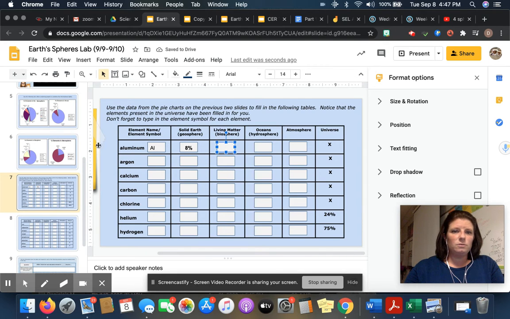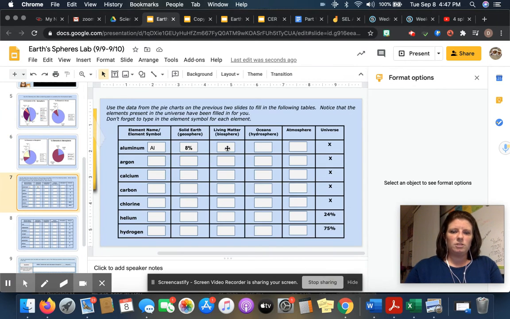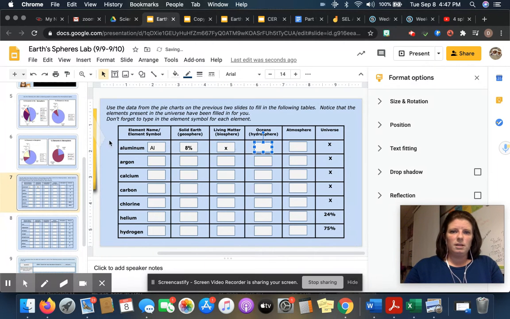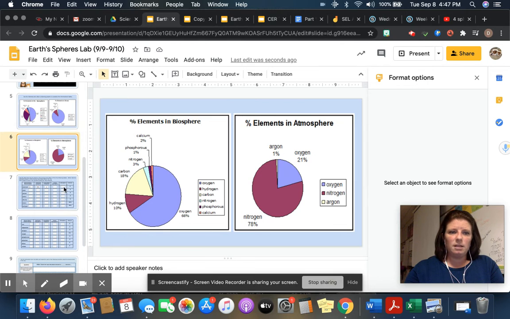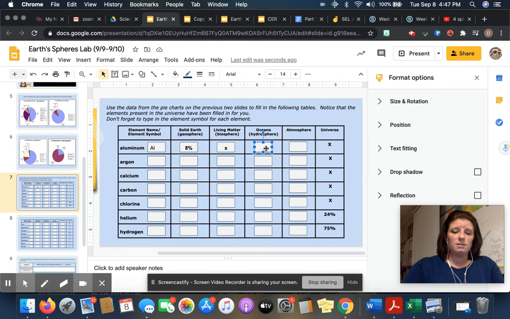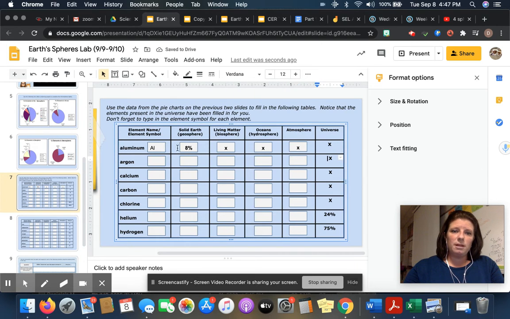Then I'm going to go to the biosphere. And I don't know why they're put in this order. I did not create this. I do not have aluminum in the biosphere, so I'm just going to do an X. I'm going to go into the hydrosphere. Oh, no aluminum in the hydrosphere and in the atmosphere. So I don't have it in either one of these. So I'm going to do X and X. Okay, so aluminum is primarily found in the geosphere.